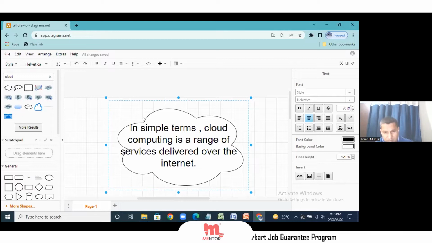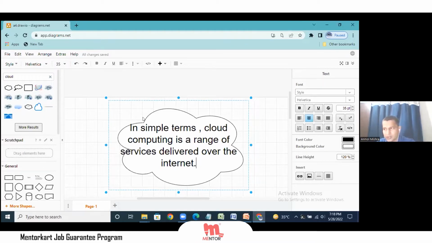So in simple terms, cloud computing is a range of services delivered over the internet. Just note down this definition. It's a simple, single-line definition. If anyone asks what cloud computing is, there are a lot of answers in detail, and if you try to write them you will fill one page. That is not an issue. But in a single line, cloud computing is a range of services delivered over the internet.